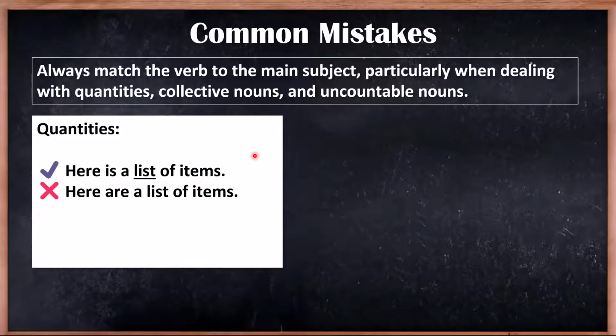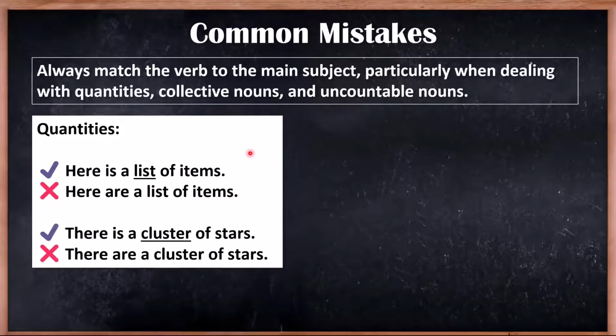This is correct. Here are a list of items is incorrect. Yes, we have the word items, which is plural, but the subject is list. The subject comes before of, and list is singular, so we use a singular verb. Another example, there is a cluster of stars, not there are a cluster of stars.